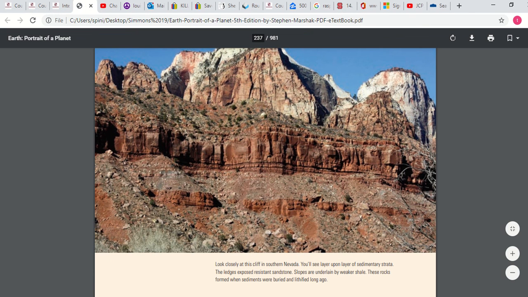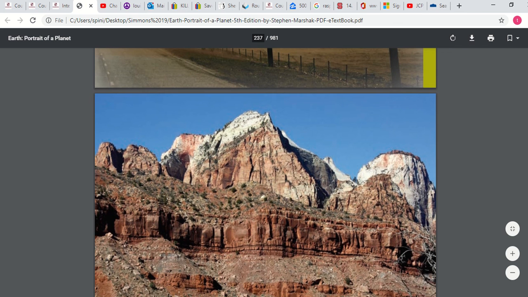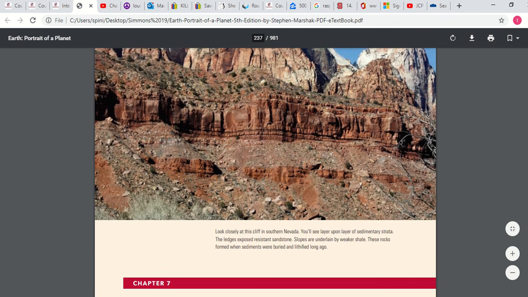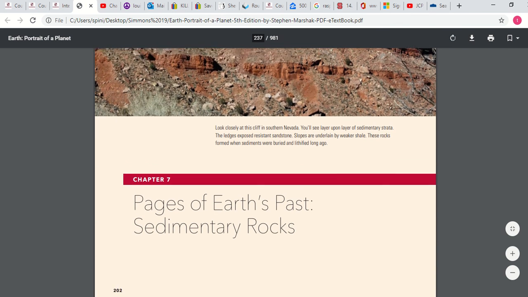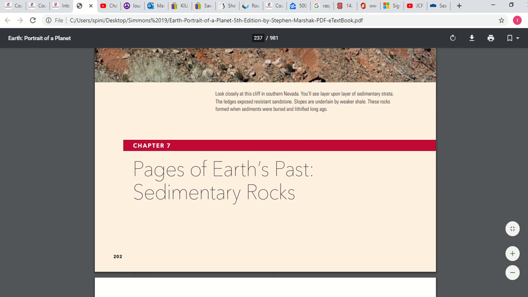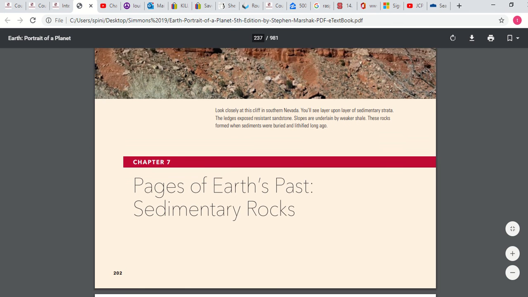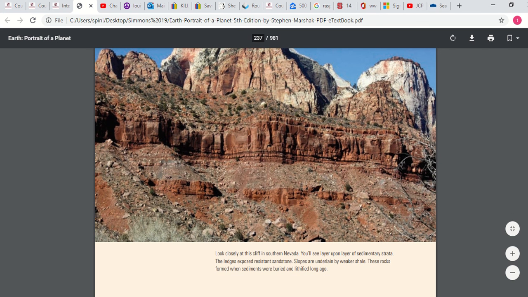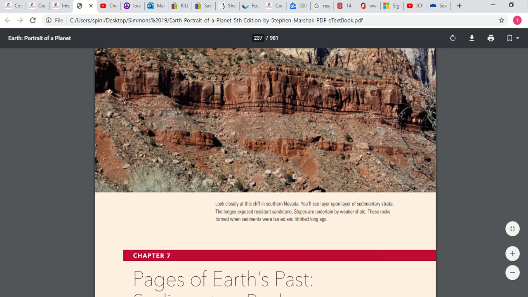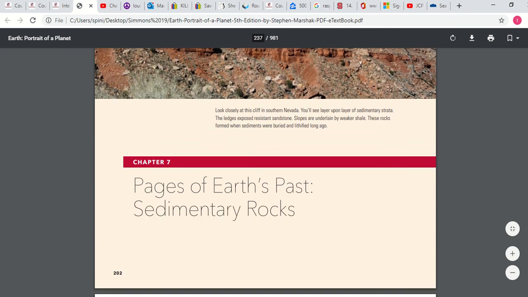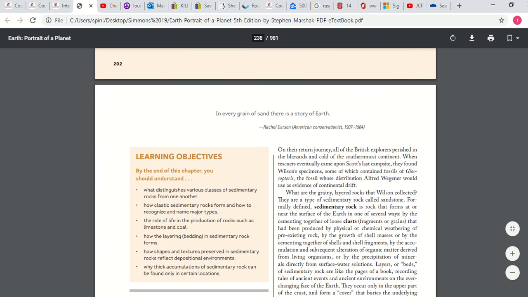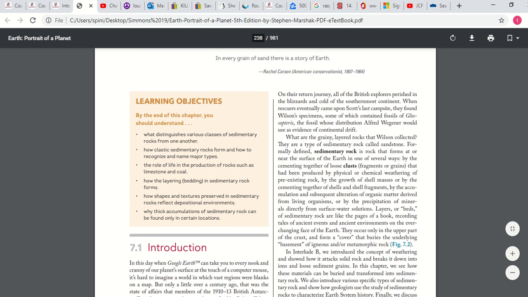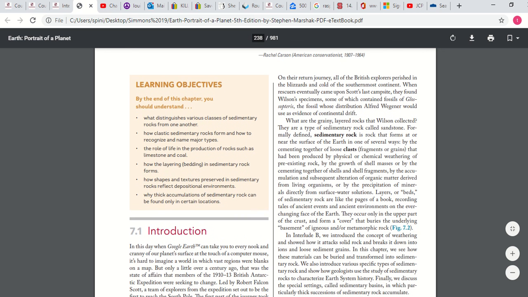This is chapter, what is this, chapter 6? I'm not even sure. Let's see here. Chapter 7, sorry. So this is chapter 7, where we're looking at sedimentary rocks. And there you see some rocks. Again, you can see all the different layers and different types of rocks that you might see. I think this one's in Nevada. But you can see them here too, just from the way we've made our highways.